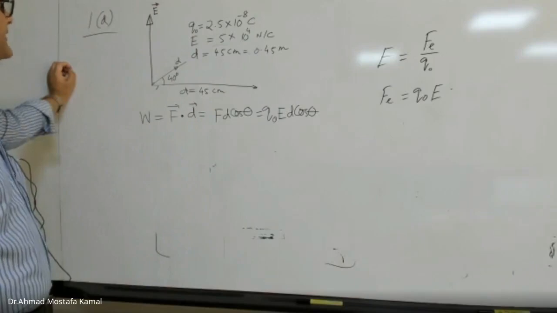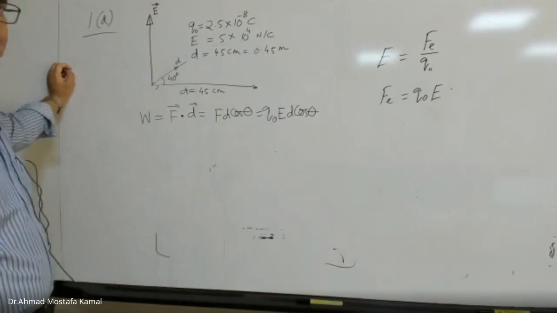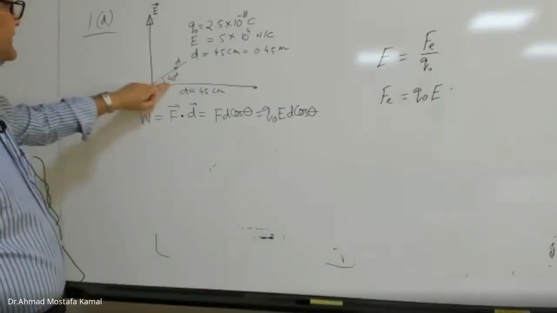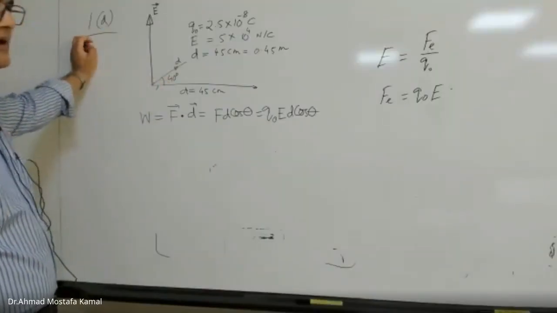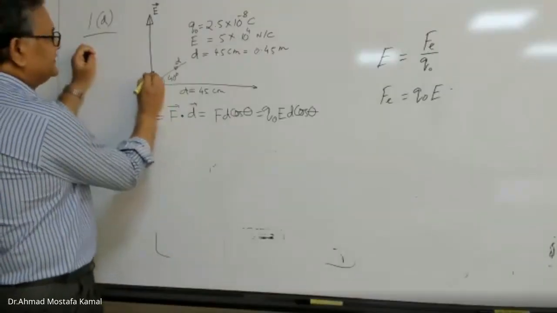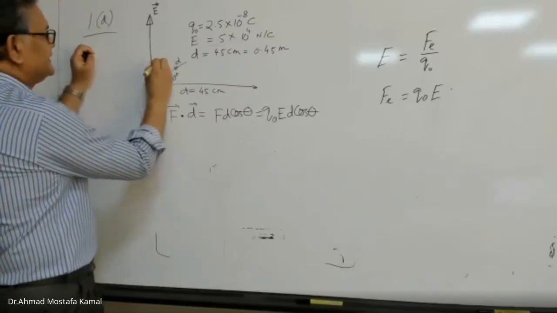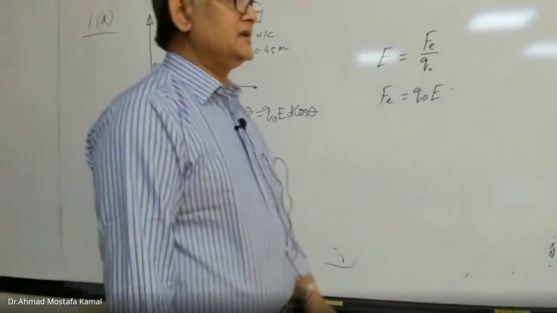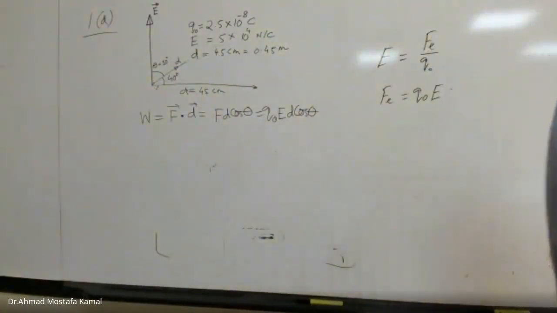Then what is the angle between E and D? If this is 40, then what is the angle between E and D? 50 degree, yes. This part, total is 90. So theta, in this case, is 50 degree. So always think about the angle between E and D for this problem. I hope that you got it and you solved it. Number 1 is solved.